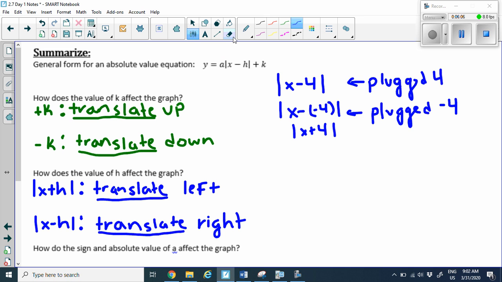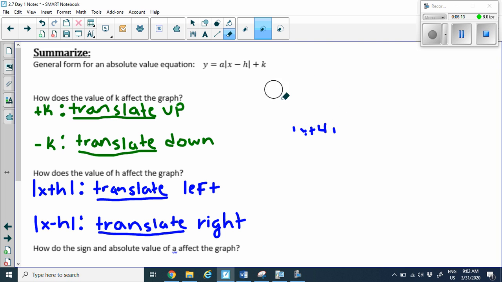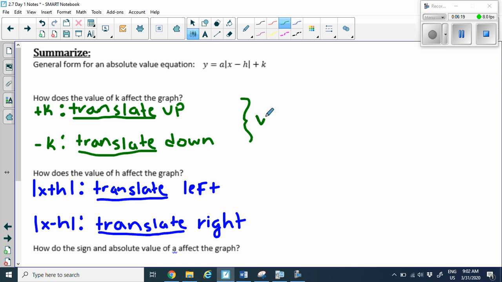So let's go ahead. I'm going to erase this here. And then I do want to indicate, just so we know, this is a vertical shift, because you might hear me say that quite a bit. And then for our H, that is going to be a horizontal shift.